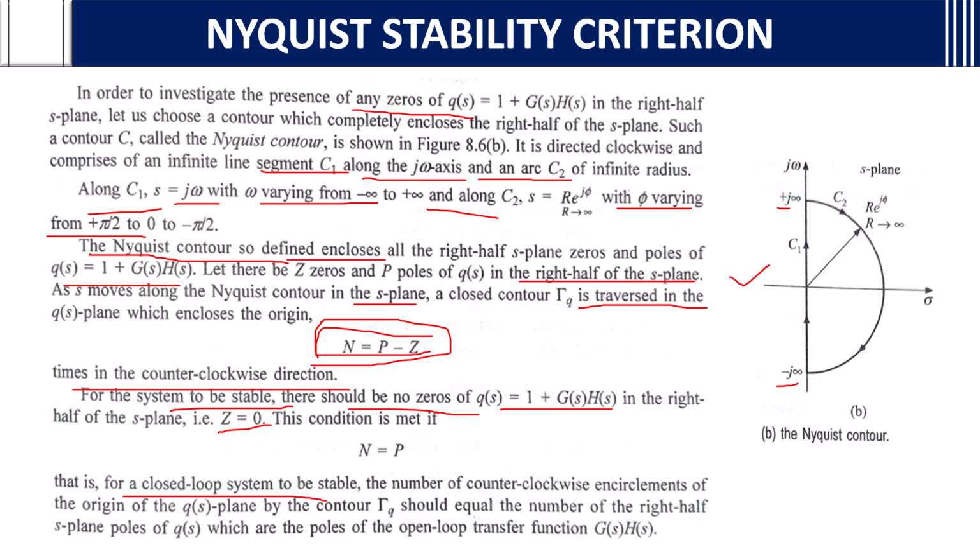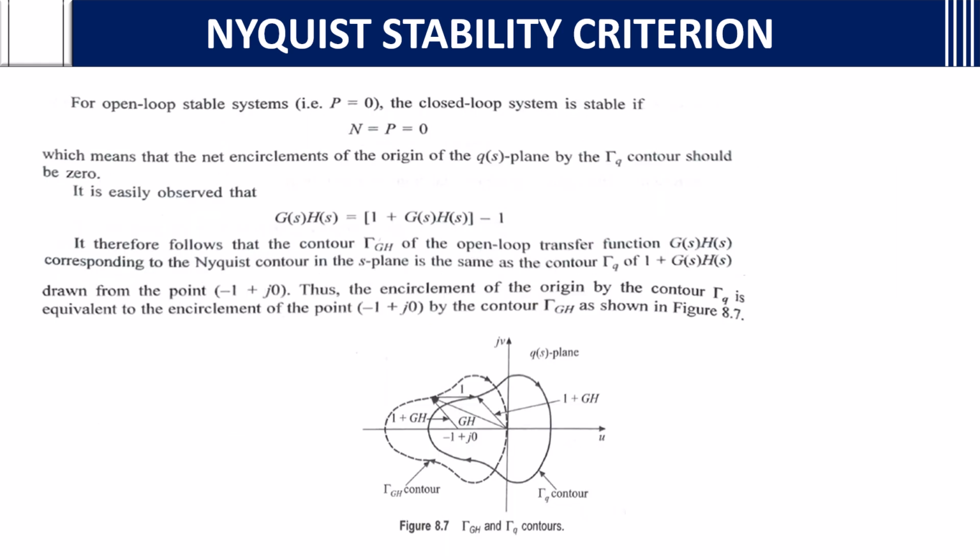That is, for a closed loop system to be stable, the number of counterclockwise encirclements of the origin of the Q(S) plane by the contour should equal the number of right half S plane poles of Q(S), which are poles of the open loop transfer function. For open loop stable systems, that is P = 0, the closed loop system is stable if N = P = 0. For open loop stable systems, the closed loop system is stable when N and P are equal to 0, which means the net encirclements of the origin of the Q(S) plane by the contour should be 0. When both are 0, the encirclements is also 0.